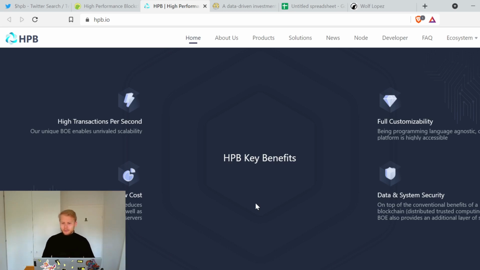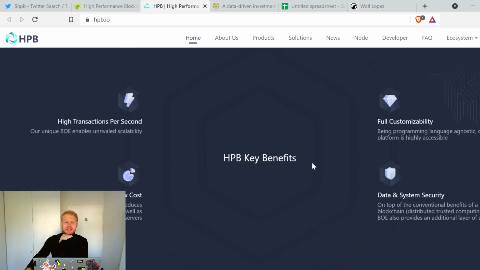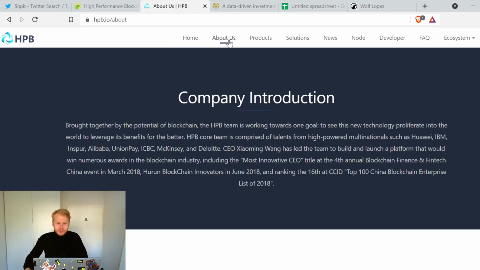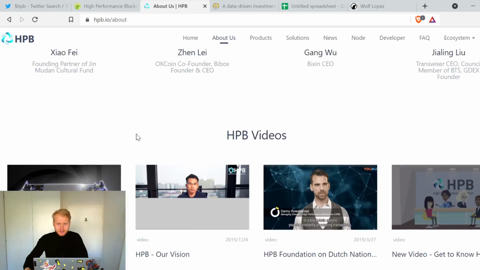Data and system security: on top of the convenient benefits of blockchain distributed trusted computing, it also provides an additional layer of security. So it's very scalable, and it's secure, it has everything but decentralization. But I believe that these people don't even aim for it. They are just building infrastructure for very big things, like big businesses and stuff. So that's pretty cool. I think that these are the only people who are doing this. They have been doing it for years and years, and that's basically what they are doing here.